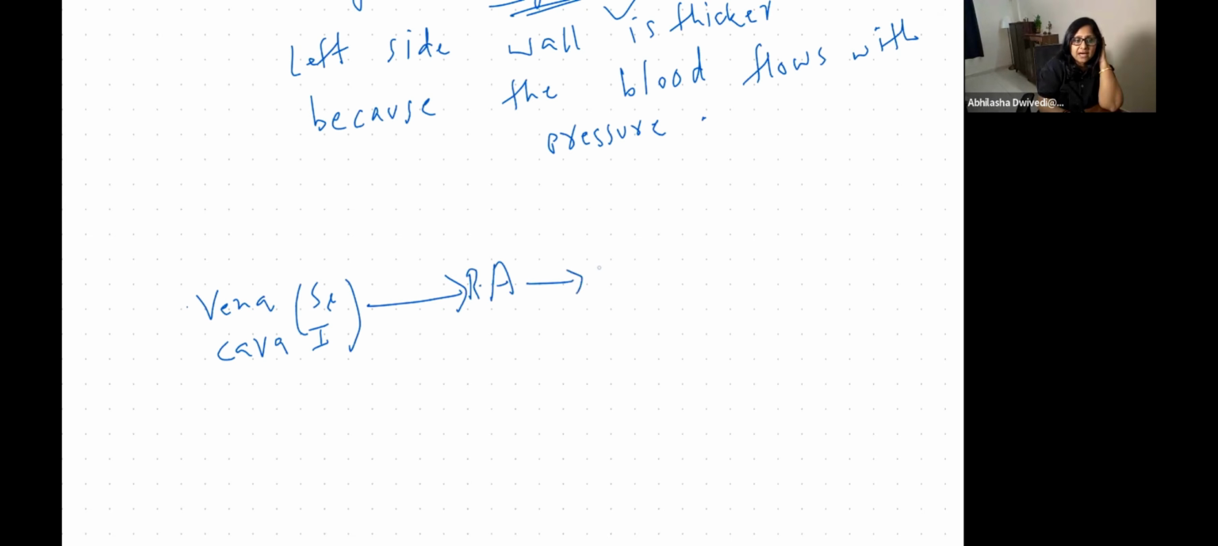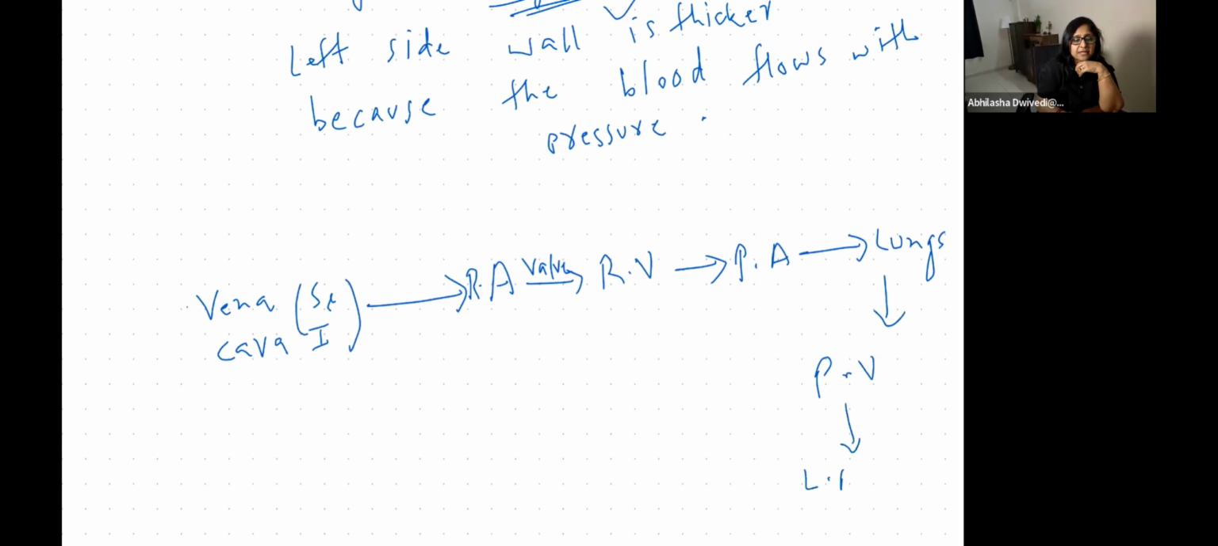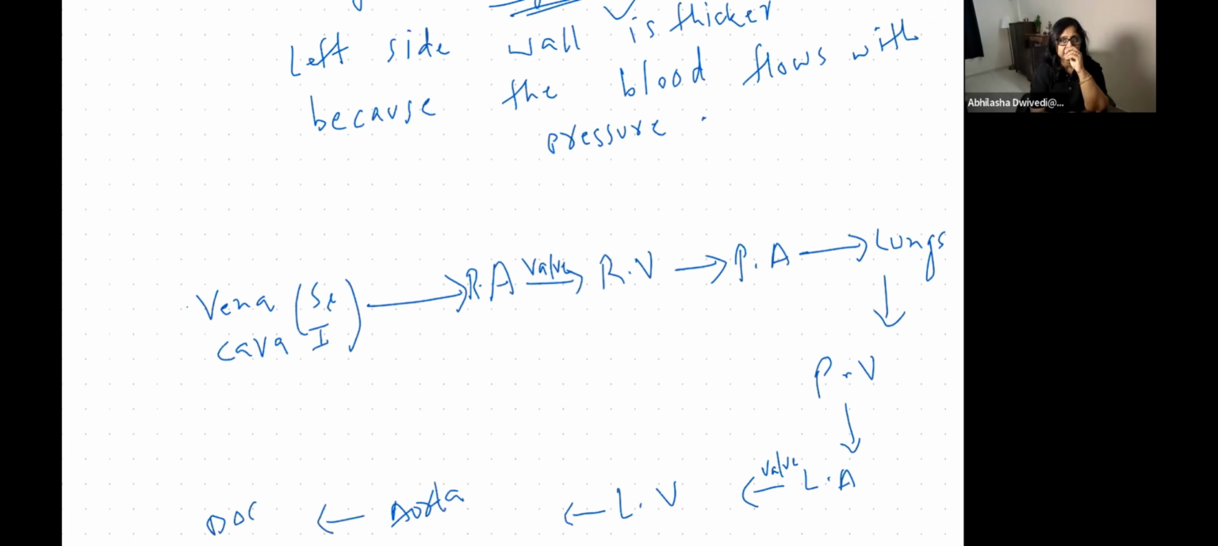On top here, you can write valve. Then it goes to the, yes, you got it correct, pulmonary artery. Then it goes to the lungs. Then it comes back to the pulmonary vein, then to the left atrium, then to the left ventricle, again, we have to write valves here. Okay, and then to the aorta and to the body. That's it. This is covering the whole sequence, what is happening inside the heart.